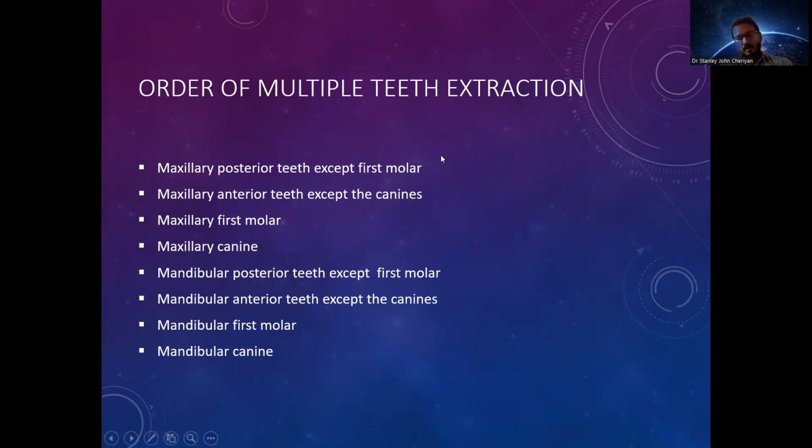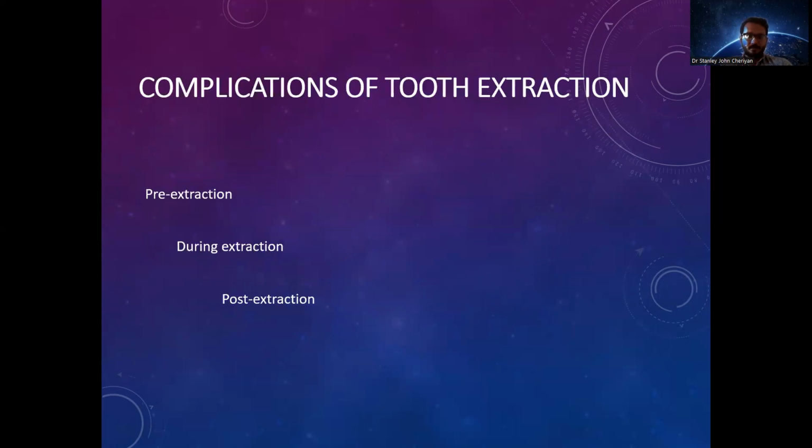So the order of extraction: first you extract maxillary teeth if it is a total extraction, because if you extract the lower teeth first, debris from your maxillary teeth can fall into your sockets. So it is always good to extract your maxillary teeth first. Maxillary posterior teeth except the first molar should be extracted, then the anterior teeth except the canine, then your first molar, and then your canine should be extracted. In the same way in the mandible, mandibular posteriors should be extracted first except the first molar, and then the mandibular anteriors except the canines, and then molars and canines can be extracted.